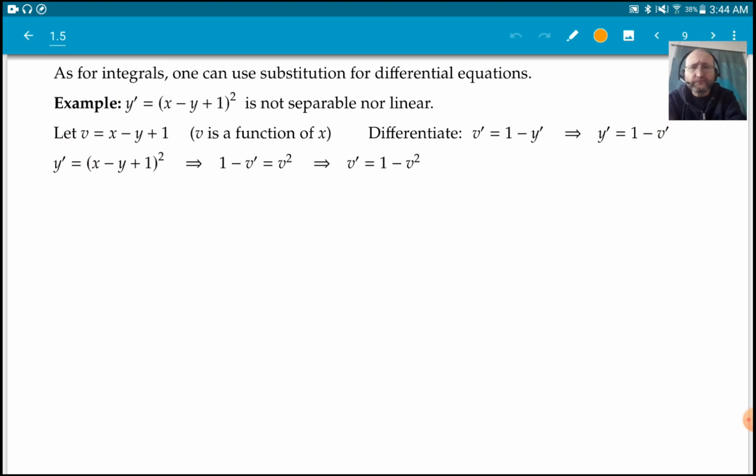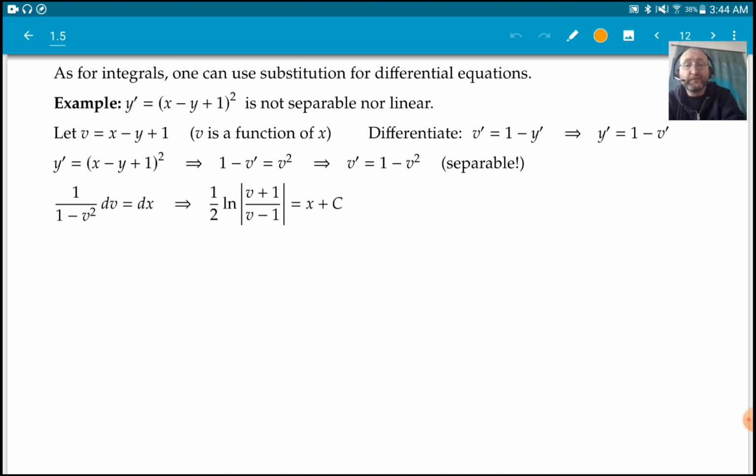Now, moving things around a little bit, I can solve for v prime, basically. So we get this. And we notice that this is actually separable. There's no x's really in there, and I can move all the v's on one side. So another way to write it is this way, as a separable equation that I can now integrate. So we do that. We just integrate both sides here, and we get this expression over here.